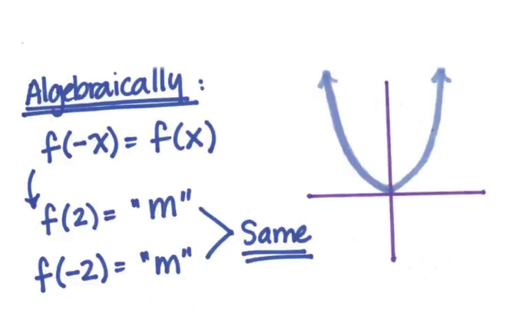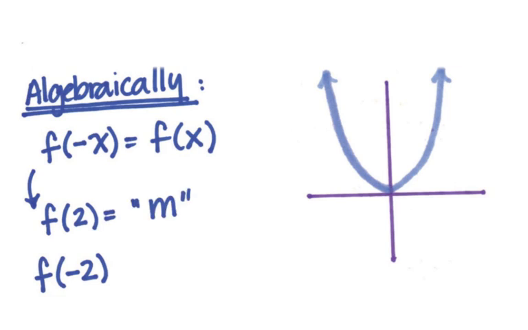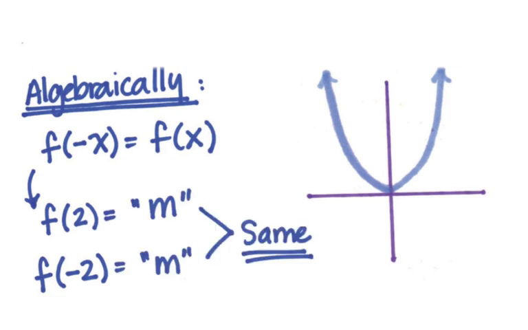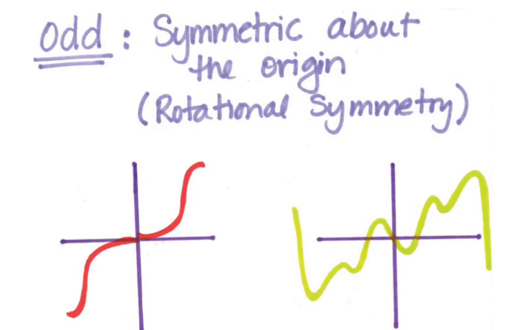So let's look at how we figure it out when we don't have a graph. Let's say I did not have this graph, and I couldn't see that it has this y-axis symmetry. If I have my function, I plug in a positive 2, I plug in a negative 2, and I compare their outputs. When their outputs are exactly the same, it will be an even function. Okay? Right. So when you have the same outputs, you've got an even function.